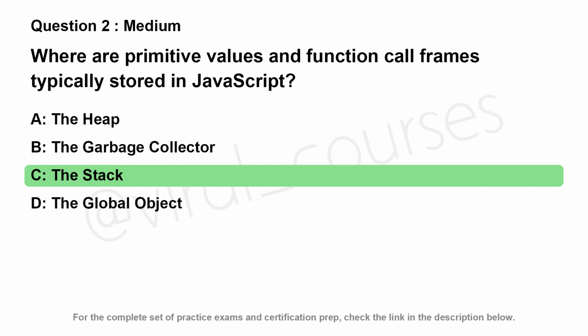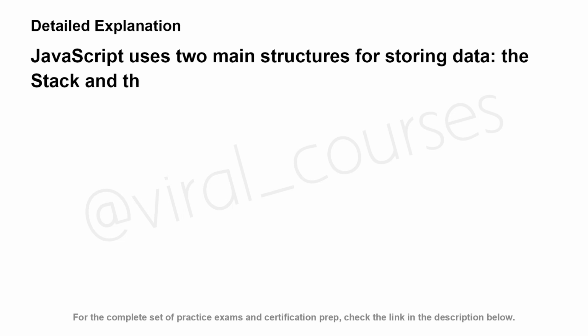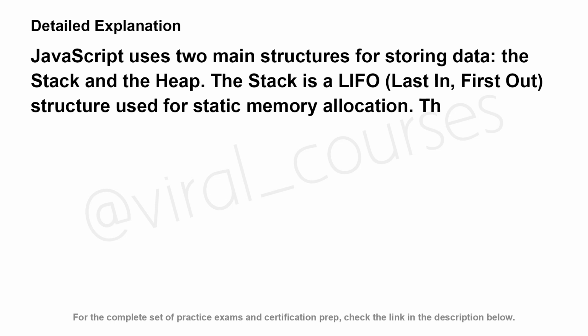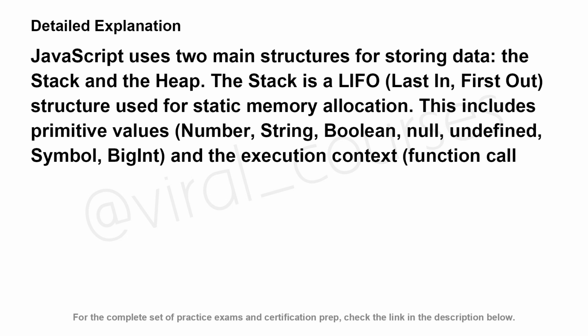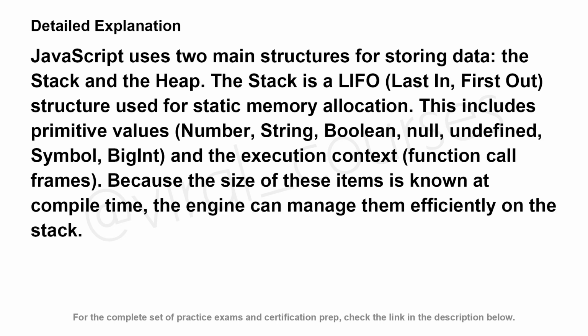The correct answer is C. JavaScript uses 2 main structures for storing data: the stack and the heap. The stack is a LIFO, last in, first out, structure used for static memory allocation. This includes primitive values: number, string, boolean, null, undefined, symbol, big int, and the execution context, function call frames. Because the size of these items is known at compile time, the engine can manage them efficiently on the stack.